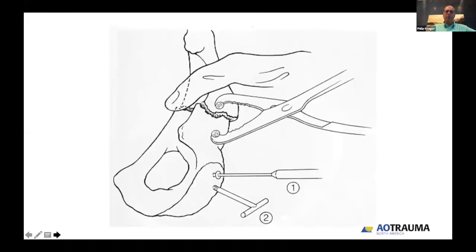So this is a schematic through Professor Letournel's book. Through the greater sciatic notch, we can palpate the transverse fracture. We can utilize screw-to-screw clamps. We can utilize an ischial tuberosity Schanz pin.